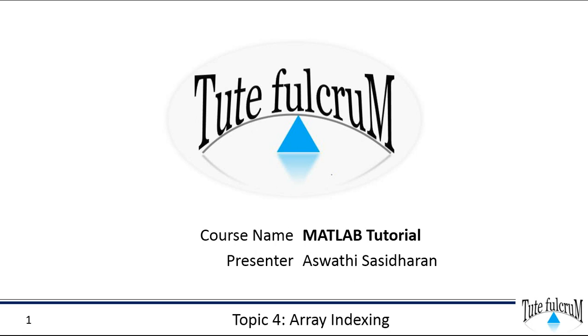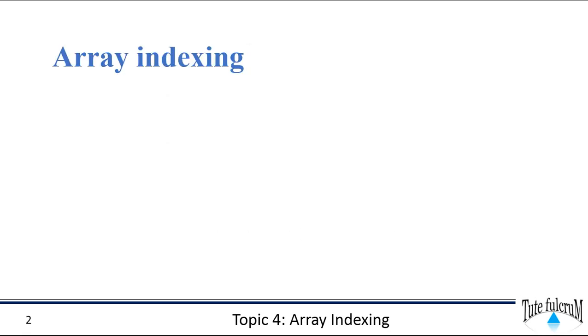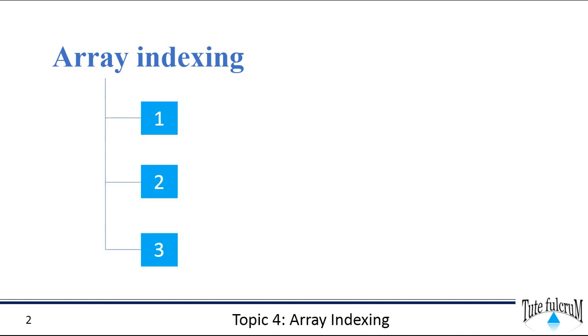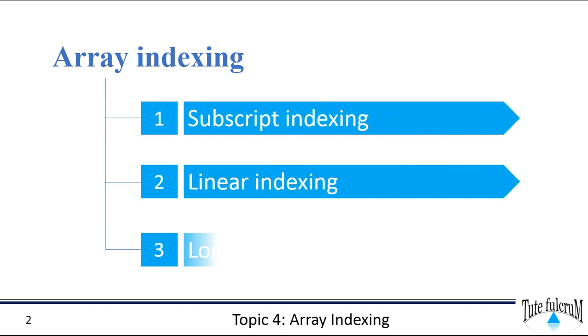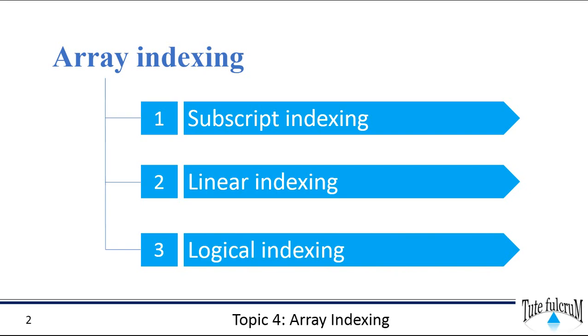This session is on array indexing. Every variable in Matlab is an array that can hold many numbers. When you want to access selected elements of an array, we make use of indexing techniques. In Matlab, there are three primary approaches to accessing array elements based on their location, or we say index, in the array. These are subscript indexing, linear indexing, and logical indexing.